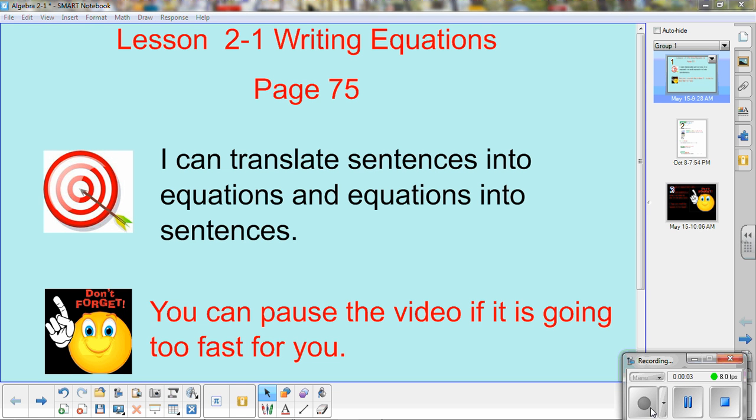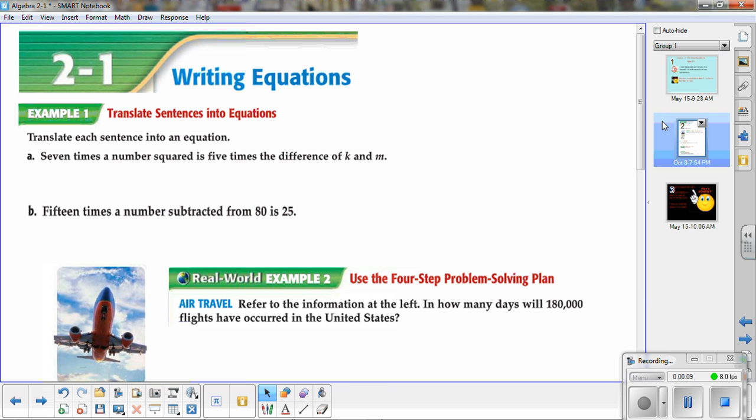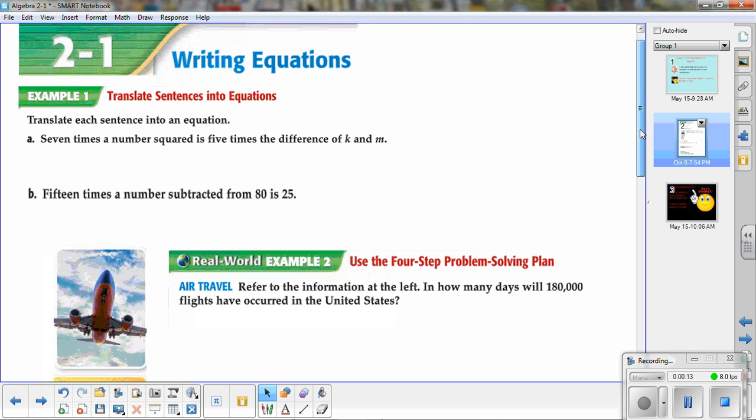In Lesson 2.1, you will be translating sentences into equations and equations into sentences. In example 1, you'll translate each sentence into an equation. 7 times a number squared is 5 times the difference of k and m. Well, 7 times a number squared looks like 7n squared. Is going to be where our equal sign is.